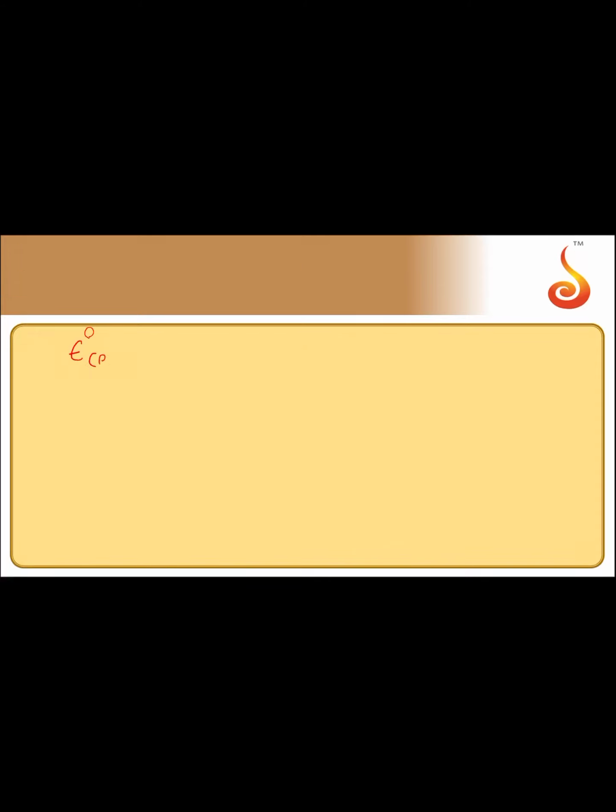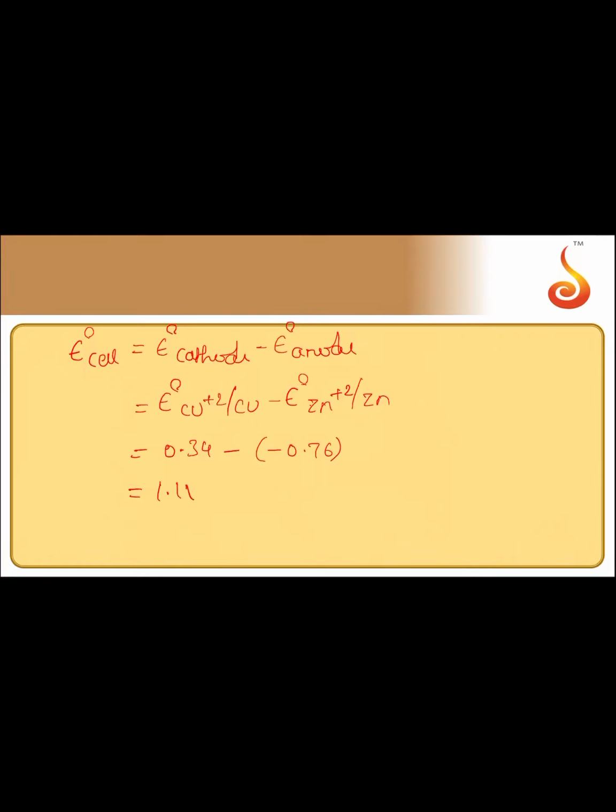E0 cell is equal to E0 of cathode minus E0 of the anode. Here the cathode is copper, the anode is Zn. The E0 value of copper is plus 0.34 volts. The E0 value of zinc is minus 0.76 volts. We will get 1.1 volt as the standard electrode potential for the Daniell cell.